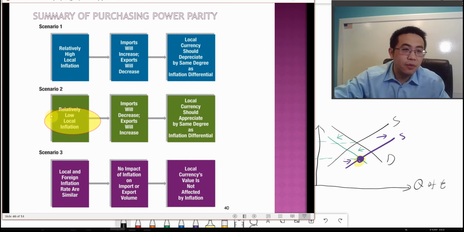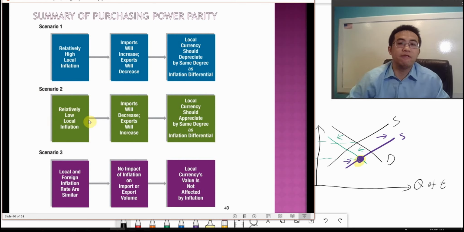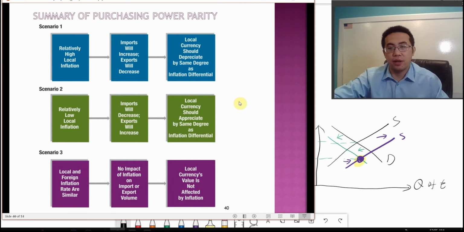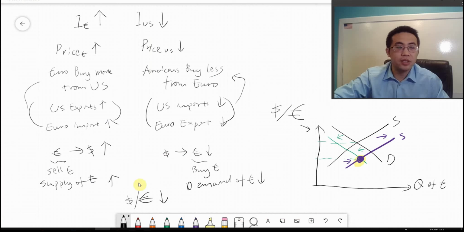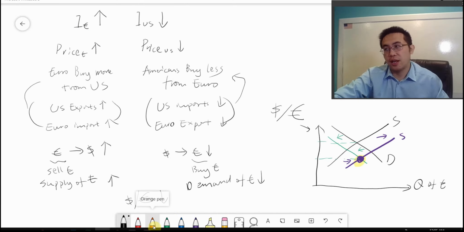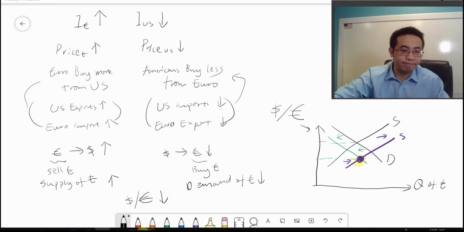Okay, so if we have a relatively lower local inflation, if the Europeans have higher inflation, then under the framework of import and export and the demand and supply of euros, their currency would be depreciated. Our US dollar should be appreciated. Just like right here, when the Eurozone has a higher inflation, the euro depreciates and the dollar appreciates. So you can also treat it like this: when the US has lower inflation, the dollar appreciates.